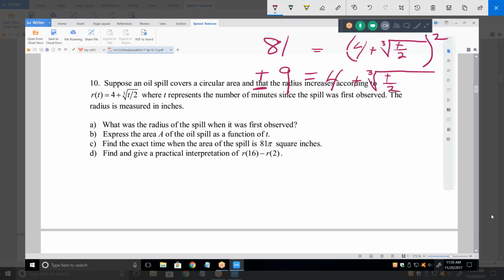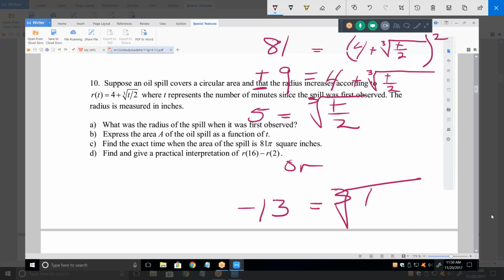We'll subtract 4 from both sides. Okay, so I get 5 equals this, or minus 13 equals that. In other words, at this point, both of those are still possible solutions, especially if we're 1,000 years into the future and time can be negative. But at present time, time can only be positive. So how do I solve the first equation?